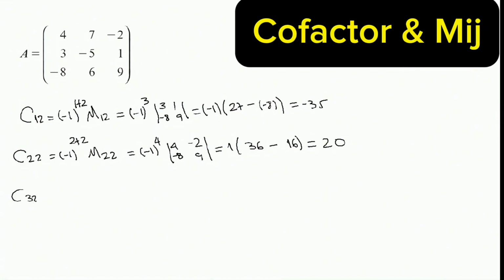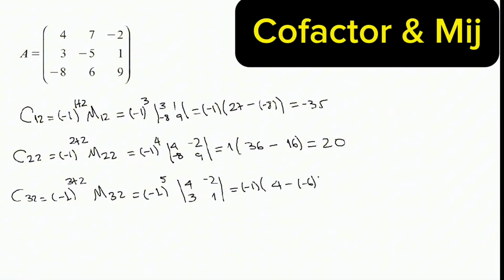Now, cofactor 3,2 is equal to negative 1 raised to the power of 3 plus 2 times the minor 3,2. This is equal to negative 1 raised to the power of 5 times the minor 3,2. I eliminate row 3, column 2. We are left with the elements 4, negative 2, 3, 1. So, negative 1 to the power of 5, negative 1, which multiplies 4 times 1, 4, minus 3 times negative 2, negative 6. And this gives us negative 10.